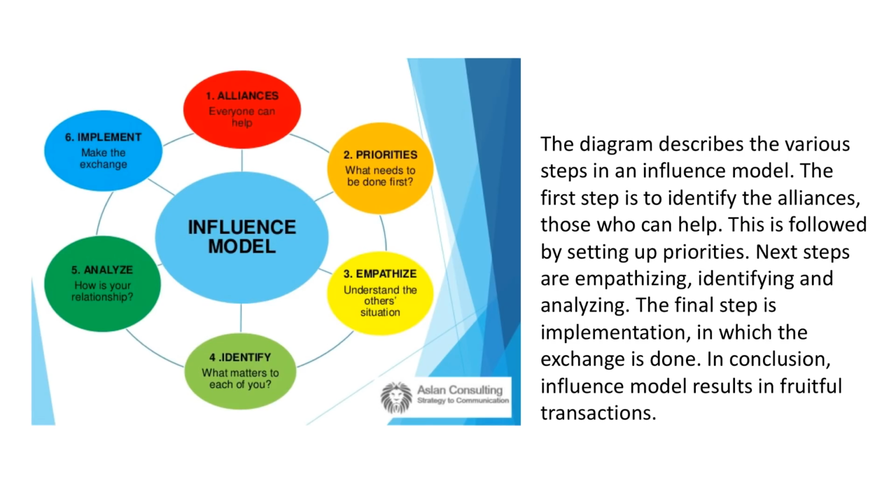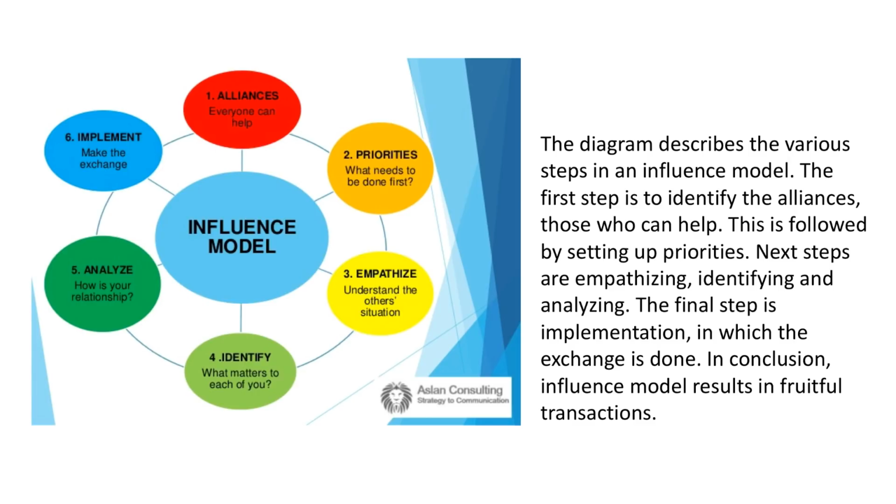Let's have a look at the response. So this is what a high scoring response would look like. The diagram describes the various steps in an influence model. The first step is to identify the alliances, those who can help. This is followed by setting up priorities. Next steps are empathizing, identifying, and analyzing. The final step is implementation, in which the exchange is done. In conclusion, influence model results in fruitful transactions. Now, let's look at the different parts of the response.